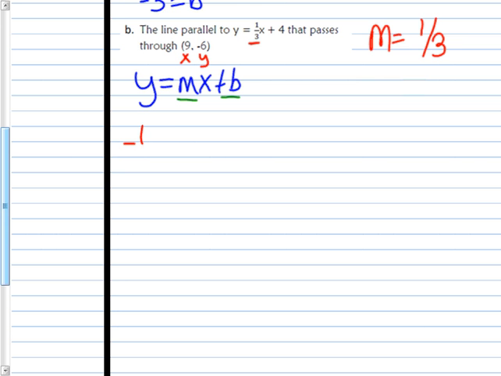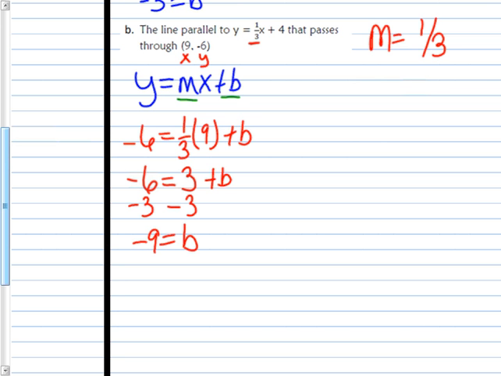So -6 equals m, 1/3, times x, which is 9, plus b. -6 equals 1/3 times 9 is 9/3, which is 3. Okay, plus b. Subtract 3 from both sides. -9 equals b. So now I take everything I've been given and I plug it in. I leave it as y equals m, 1/3 x, leave x alone, minus 9. And here is my line that's parallel to my original one.